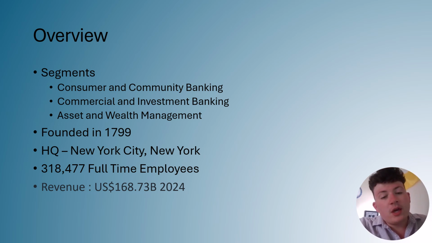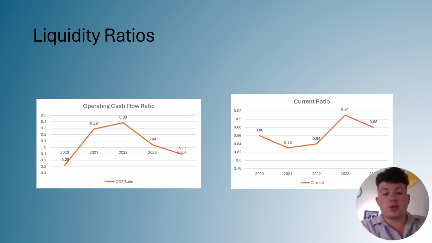They have 318,000 plus global full-time employees, so they are a worldwide brand. And last year they did $168.73 billion in revenue. So let's get started with liquidity ratios. I'm going to turn my little laser pointer on just so we can make things a little bit easier to know what I'm talking about.